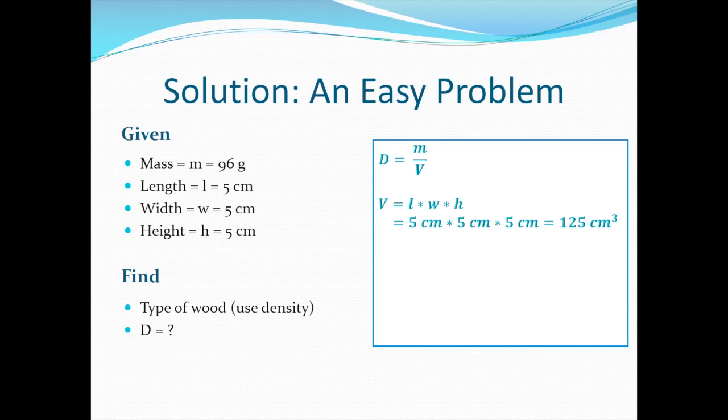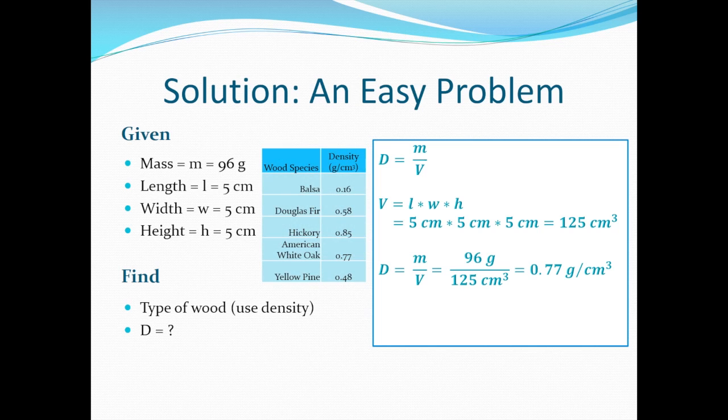Remember to always put your units. This will help you make sure you're using the correct numbers and you have the right units. We'll write D equals m over v, which we know is 96 grams over 125 cubic centimeters, which gives us a density of 0.77 grams per cubic centimeter. If we go back to the table we were given, this is the density of American white oak.